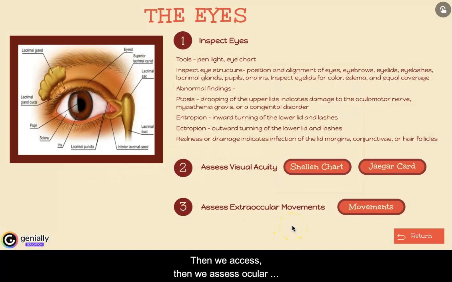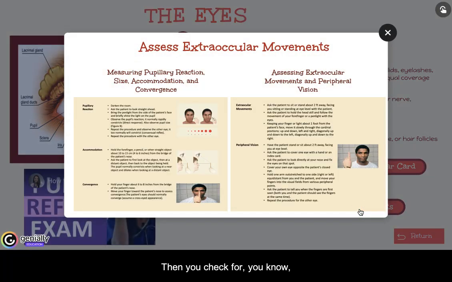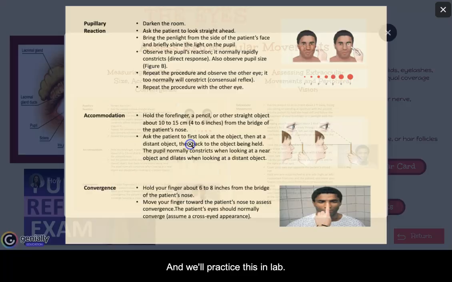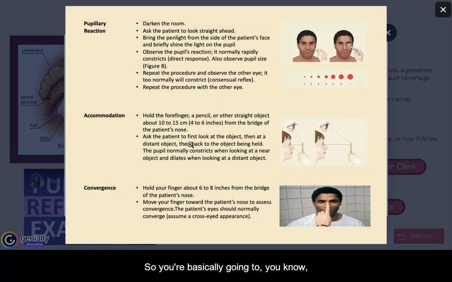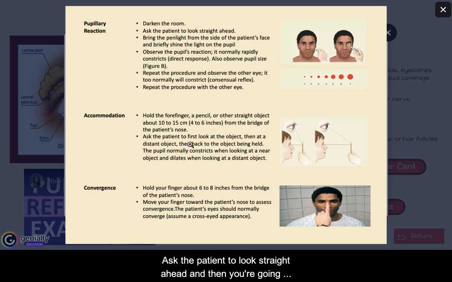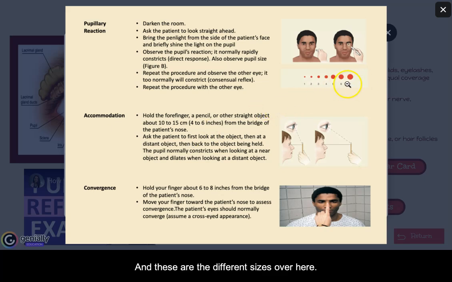Then we assess extraocular movements. First, you inspect the eyes, you assess for visual acuity, then you check for any extraocular movement other than normal. So measuring pupillary reaction, size, accommodation, and convergence. And we'll practice this in lab. So you're basically going to darken the room, ask the patient to look straight ahead, and then you're going to shine your pen light, tell them to maybe look at your nose while you're checking it, and you're going to check the reaction of the pupil, right? And these are the different sizes over here.